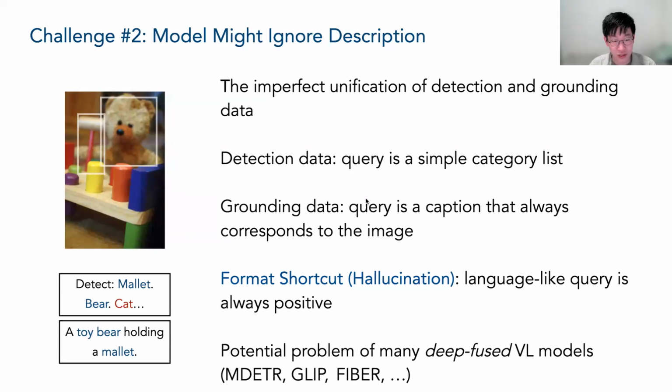As you recall, GLIP is trained on two types of data. The first type is where the prompt is very artificial, just a list of entity names. The second kind, which we call grounding data, is where the query is a caption that always corresponds to the image. So this creates a format shortcut or hallucination. Every time the model sees a caption, it's always aligned to the image. So at test time, whenever you write a query in the form of a natural sentence, the model will think, okay, all the entities should appear in the image, and I will just try to detect every entity you mentioned in the caption, whether that caption is correct or not.